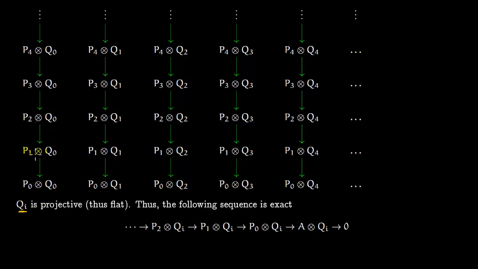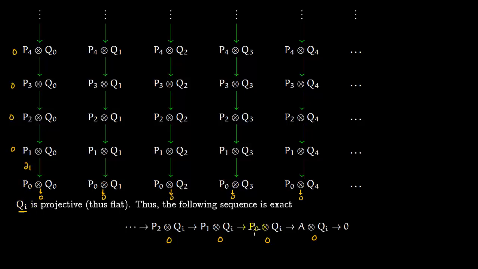So one column like this you can write like this. Again, each of these Qi is projective and therefore flat. So you have this exact sequence like this. Call this map here, say, partial 1, and this goes to 0, this goes to 0. Since this sequence is exact, you get 0 here, 0 here, 0 here, 0 here as the homology groups. So everywhere you get a 0.